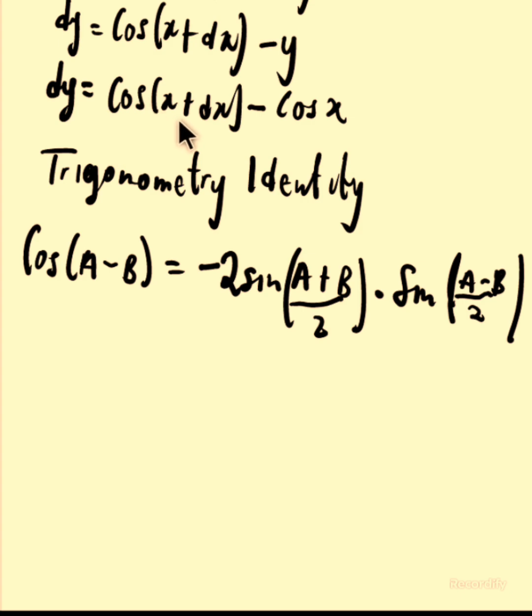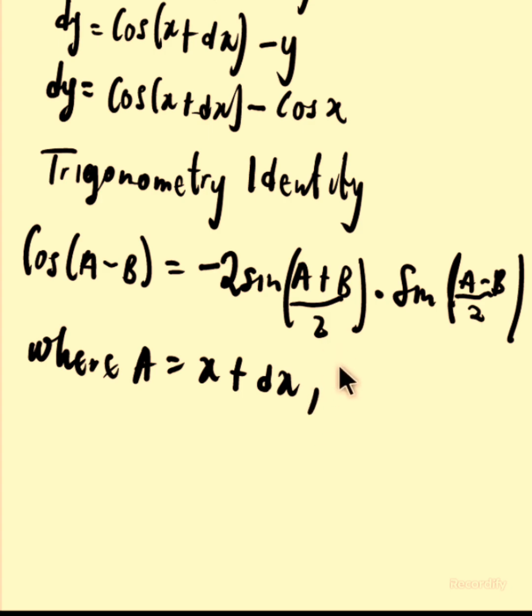Don't forget, this is also cos of (x plus dx) minus cos x. You can see they are in the same form, where my a is x plus dx, as we did in that last video. If you haven't watched that last video, you are missing a lot. Kindly go and check my videos now and make sure you watch it. So now we're having a equals x plus dx, and my b will be the value attached to this cos here, and that's x.